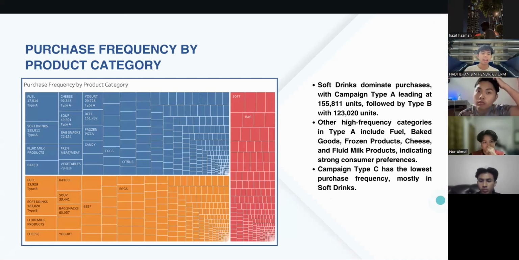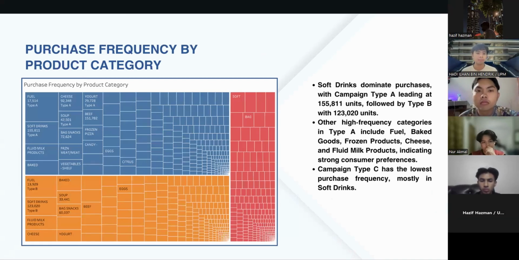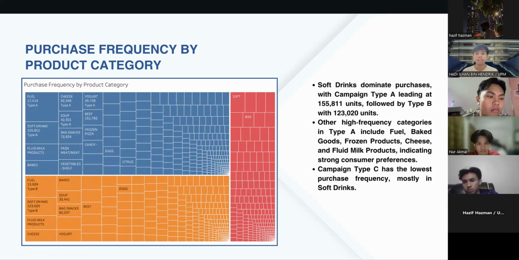Next, we will go to purchase frequency by product category. Here you can see that soft drinks dominate the purchases, with campaign type A leading with 155,811 units, followed by type B, and lastly type C. The blue one is type A, the orange one is type B, and the red one is type C.